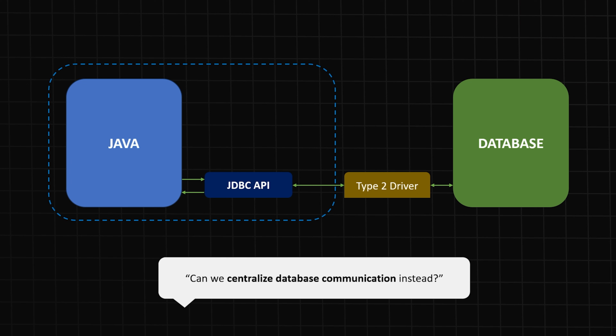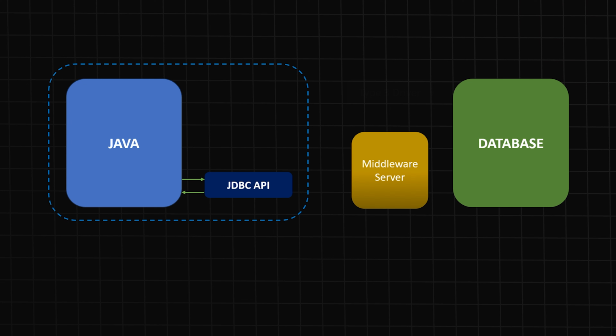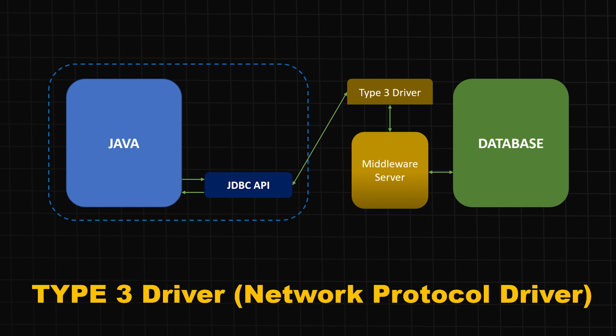Now, for centralized control, there was no need of type 2 drivers anymore, right? So let's remove the type 2 driver. The developer said, let's put a server in between. The type 3 driver introduces a middleware server. Now, Java doesn't talk to the database directly. It talks to a middleware and the middleware talks to the database.